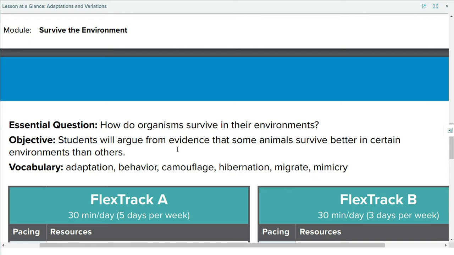Our objective is to build the quality of argument in all our students. By looking at the evidence, they will argue with each other. They will talk about the animals, about their characteristics, which one is better than the other, everything about animals. Our vocabulary terms are adaptation, behavior, camouflage, hibernation, migrate, mimicry.